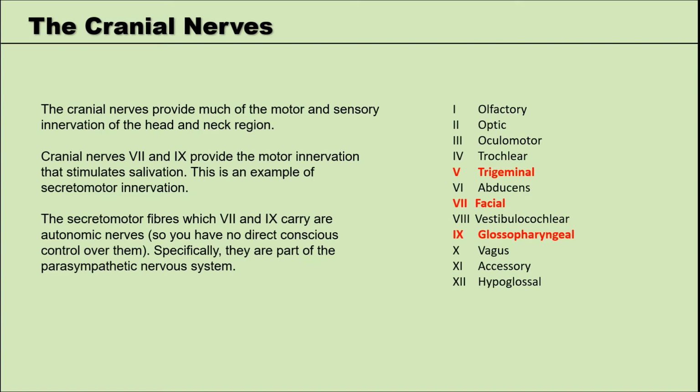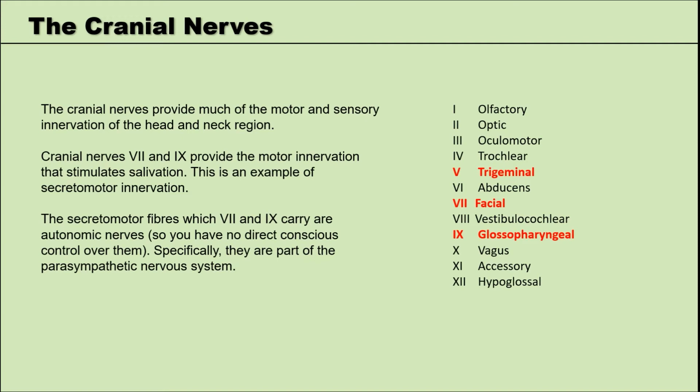The postganglionic fibres then leave the autonomic ganglion and travel to the gland, in this case the salivary gland, that they are going to stimulate. The secretomotor fibres travelling to the salivary gland often hitch a lift on the branches of the trigeminal nerve, which is cranial nerve 5, in order to reach their destination.